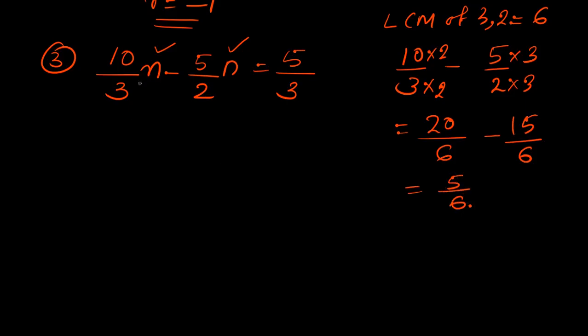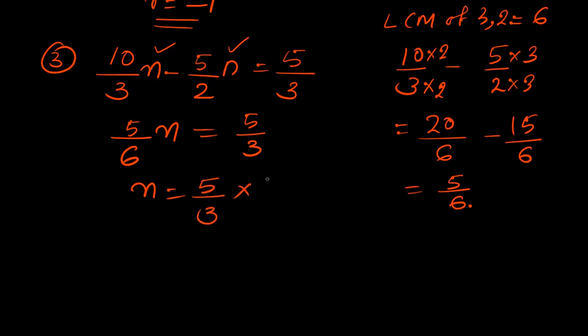You have the variable n here. So this is 5 over 6 n is equal to 5 over 3. Then n is equal to the right side, 5 over 3, times the reciprocal of this one, 6 over 5. This 5 cancels out. Then 3 times 2 is 6. Hmm, that means n is equal to 2. Okay. Then next question.